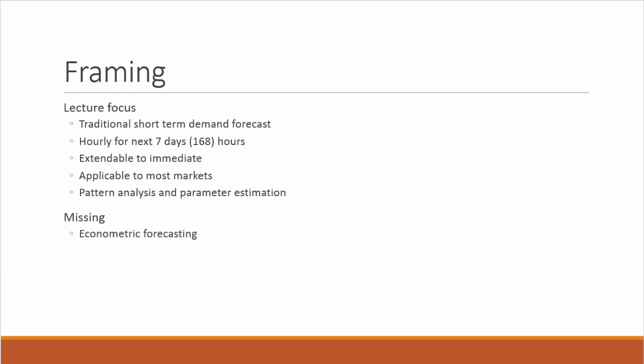So the framing of this section is we're going to focus on traditional short-term demand forecast. Hourly for the next 7 days are 168 hours. That can be extended to immediate use, such as the next hour. And it can be applied to most of the markets that are existing in the competitive marketplace in terms of the energy day-ahead market, the energy imbalance market, spinning reserves, as well as the inertia markets, and any other ancillary services, including reactive power.